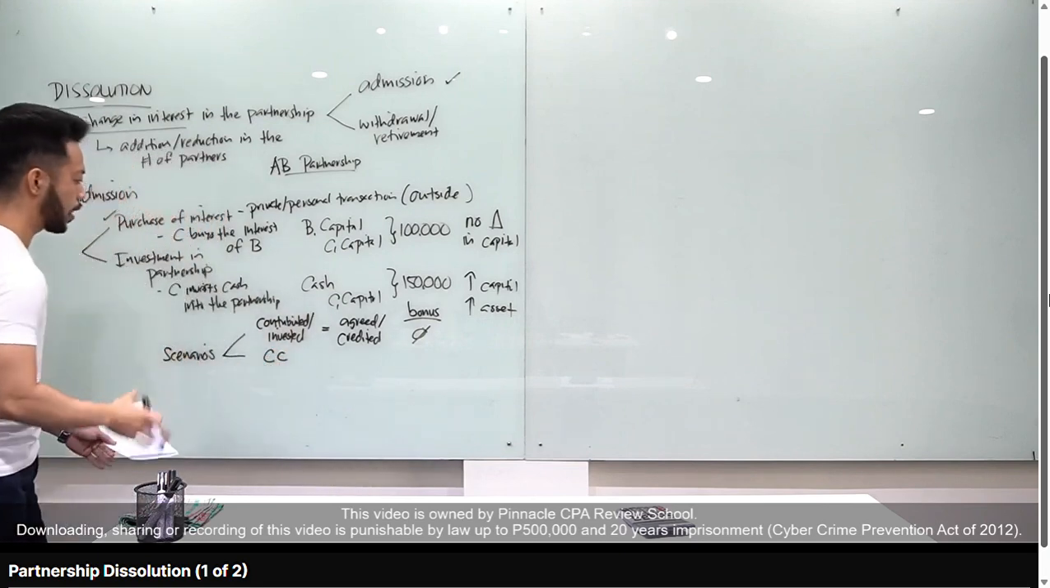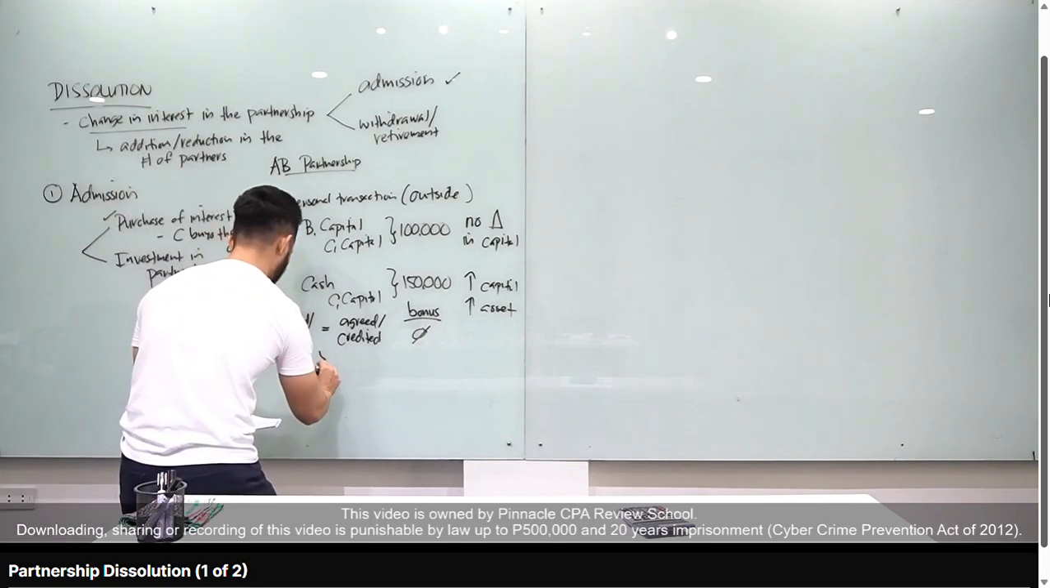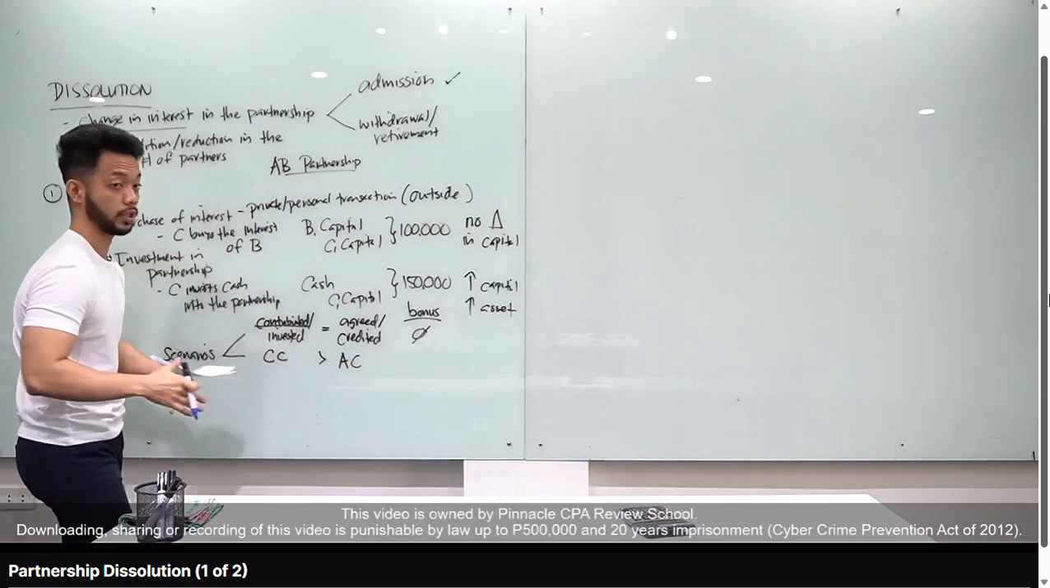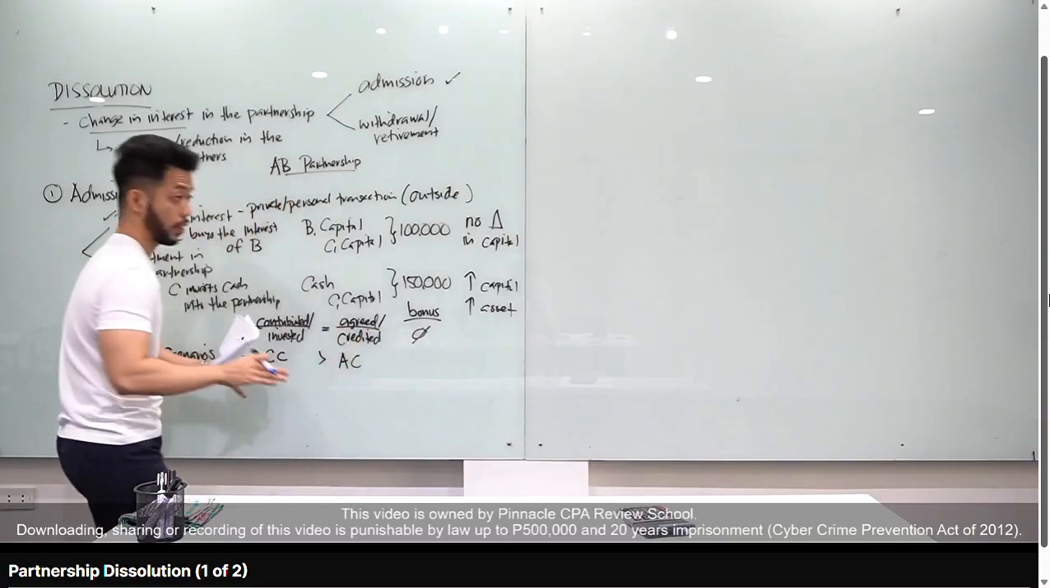If the contributed capital naman, class, is more than the agreed capital, AC na lang gamitin natin. So yung contributed, iyan yung in-invest. Tama? Yung agreed naman, yun yung pagkasunduan ng partners.